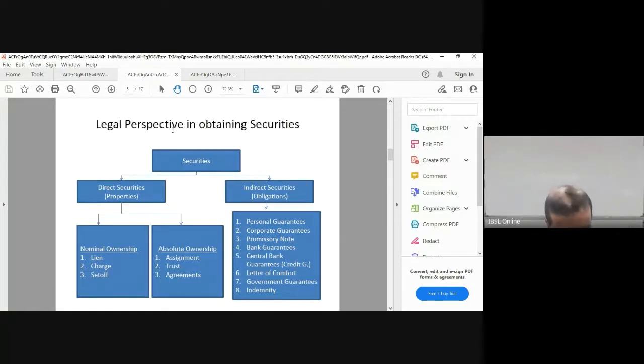If you take the legal perspectives of obtaining securities, this is what I was trying to tell you. There are two aspects, direct and indirect. Direct securities are the properties, and indirect securities are guarantees. Among guarantees, you can usually see personal guarantees, corporate guarantees, promissory notes, bank guarantees, central bank credit guarantees, and letters of comfort, basically issued by a government organization. Then government guarantees and indemnity. Indemnity is part of any document nowadays; it does not go as an individual document. Indemnity is always a clause in all the other 7 documents.